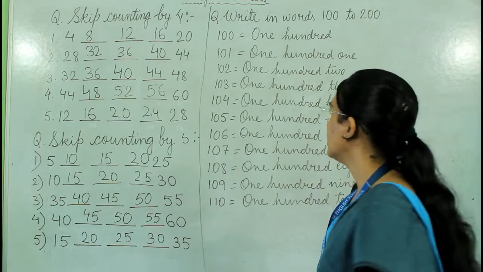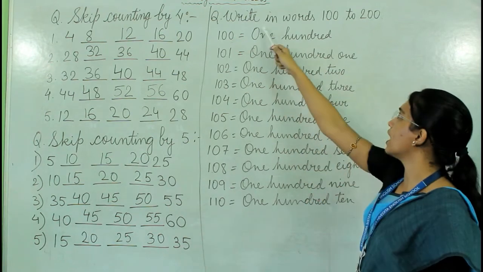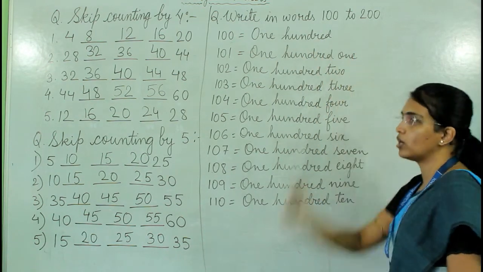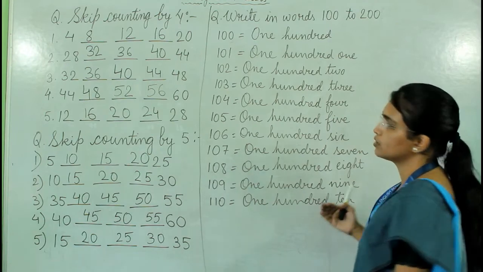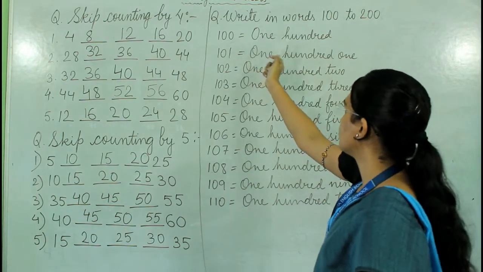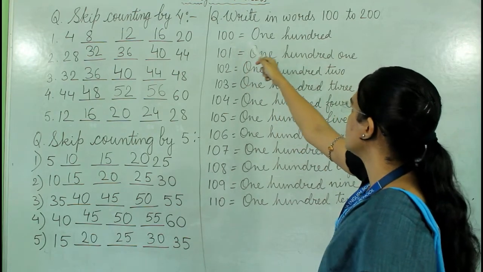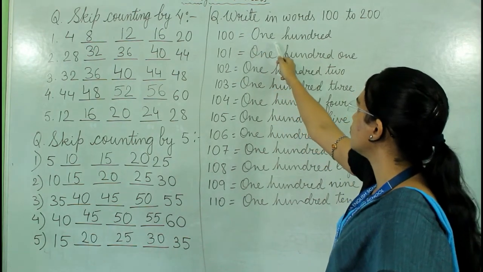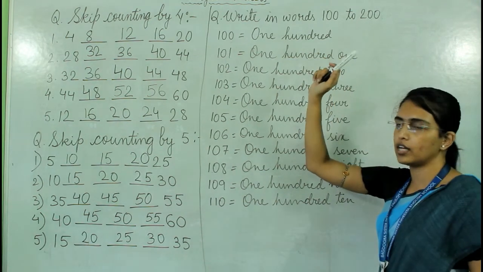and HW copy. And next question is write in words from 100 to 200. You have to write the spelling from 100 to 200. Okay. So like this, you have to write 100 equals to, what is the spelling of 100? O-N-E, 1, H-U-N-D-R-E-D, 100, 100.